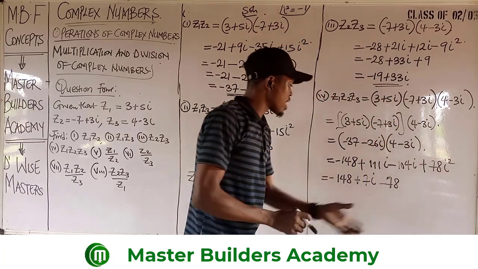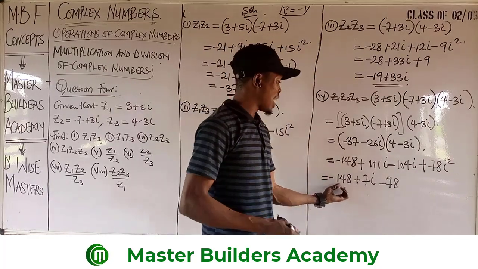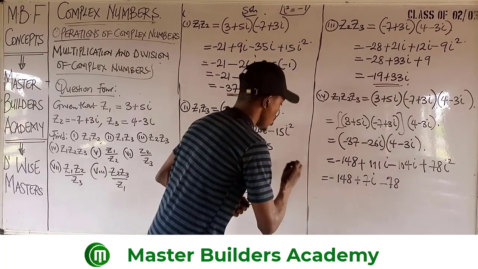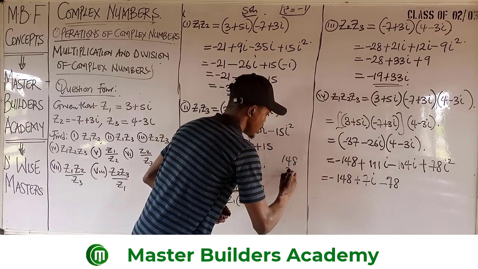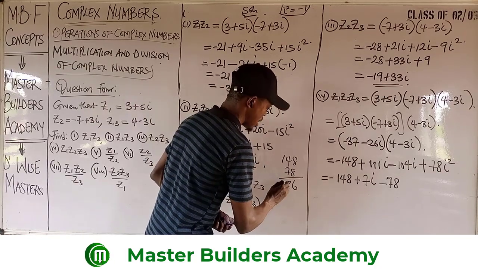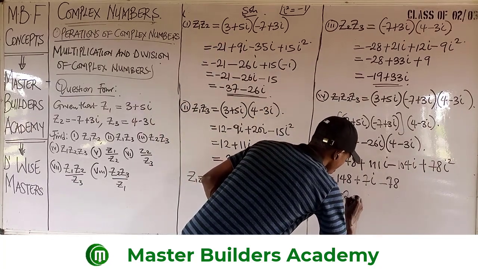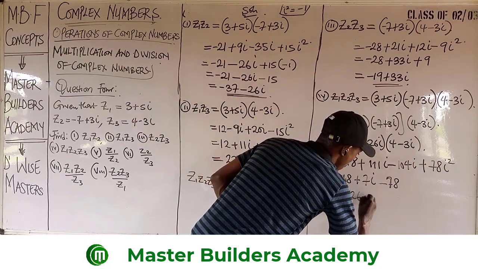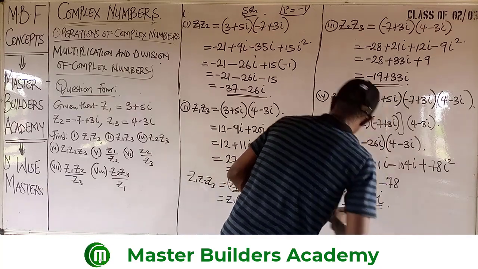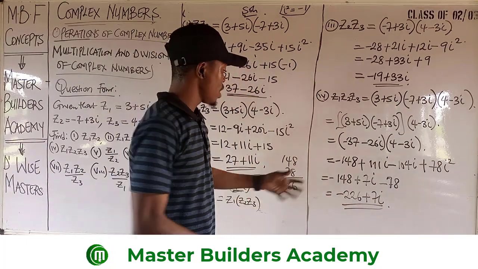Alright, so if we remove 78, now remember this is now two real numbers as we have it here. Minus 148 minus 78 will have given us a value, so we can add them up. 148, 78, then this is 6, then this is 226, right? So this is 226. So this will have given us minus 226 plus 7i. This is the answer to this very question.